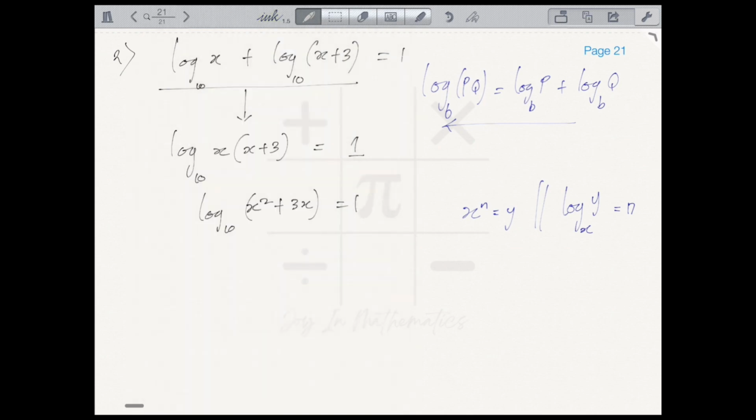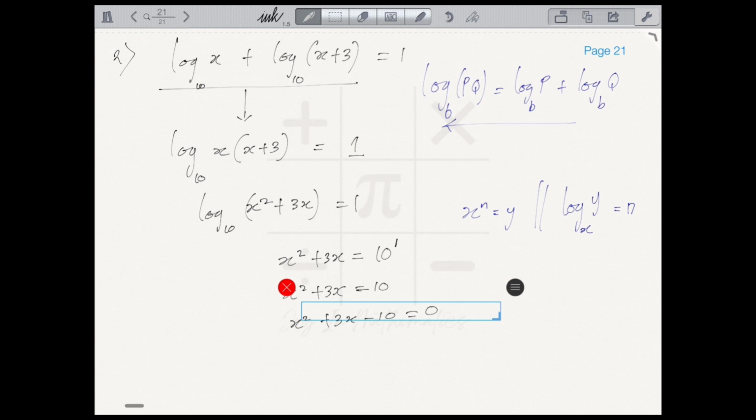Therefore, converting from logarithm to index form, we have x squared plus 3x is equal to 10 raised to the power of 1. Therefore x squared plus 3x is equal to 10. x squared plus 3x minus 10 is equal to 0. Now this results in solving a quadratic equation.